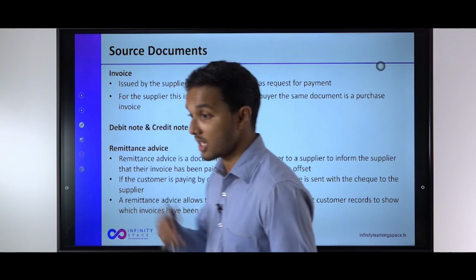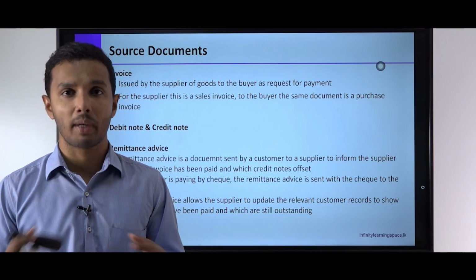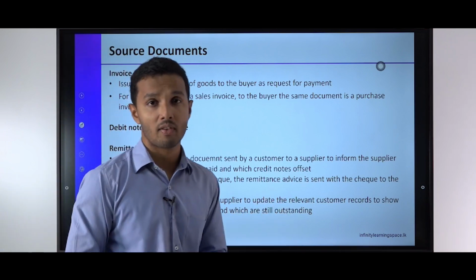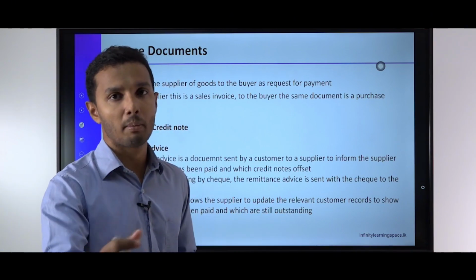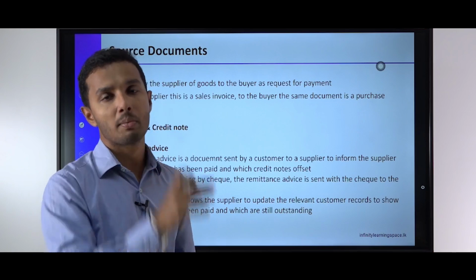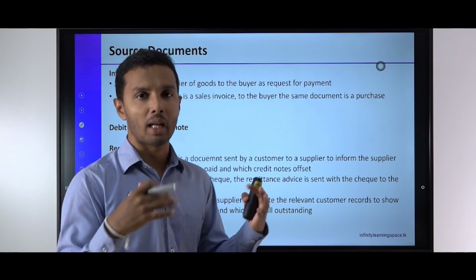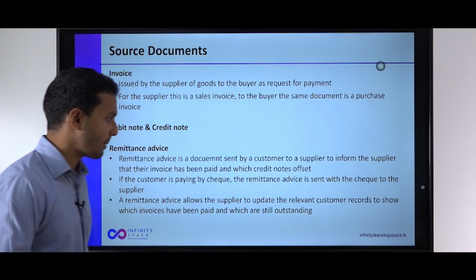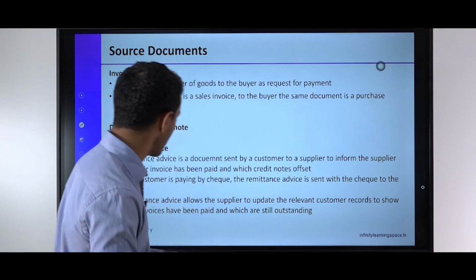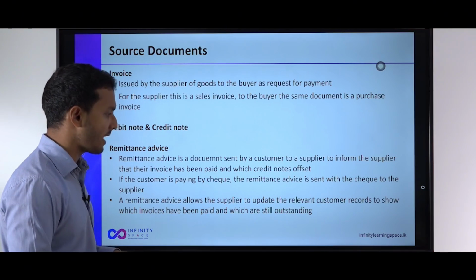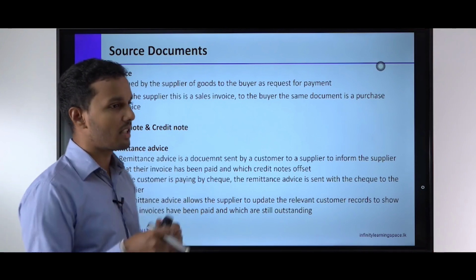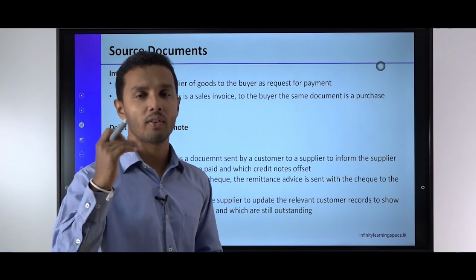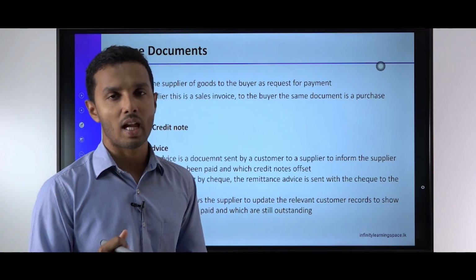Now, if the customer makes a bank transfer as a payment, then with evidence of the bank transfer, the customer will send a remittance advice saying that, look here, I have made a payment for this particular invoice or these particular invoices, because one payment can be for multiple invoices. A remittance advice allows the supplier to update the relevant customer records to show which invoices have been paid and which are still outstanding. So when the remittance advice is received by the supplier, supplier knows, okay, this particular customer has paid for this invoice and this is the balance outstanding, right?